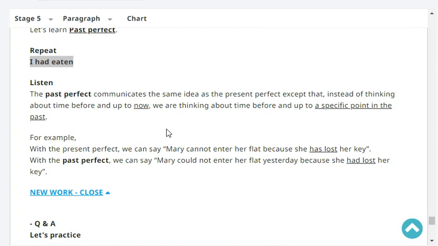Okay, listen. The past perfect communicates the same idea as the present perfect, except that instead of thinking about time before and up to now, we are thinking about time before and up to a specific point in the past. For example, when we use the present perfect, we can say, Mary cannot enter her flat because she has lost her key. So she doesn't have the key up to now. With the past perfect, we can say, Mary could not enter her flat yesterday because she had lost her key. But it means she can enter now because she found it only yesterday.